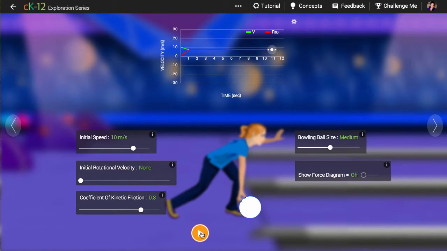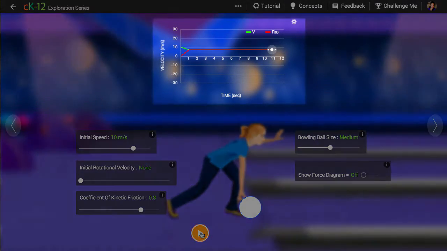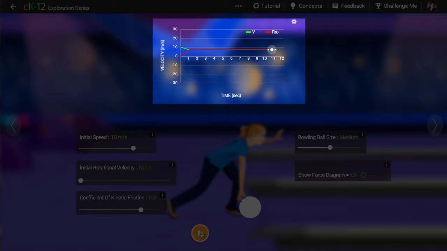The graph at top shows what is happening. The green line represents the velocity, initially 10 meters per second, but slowing with time. The red line represents the rotational velocity of the edge of the ball, initially 0, but increasing with time. When they match, the ball locks into its rolling.